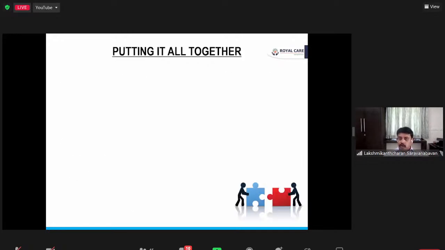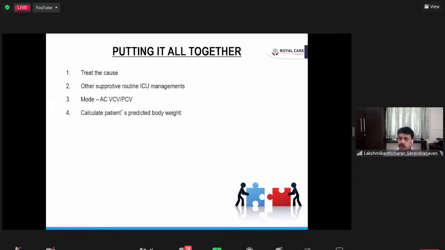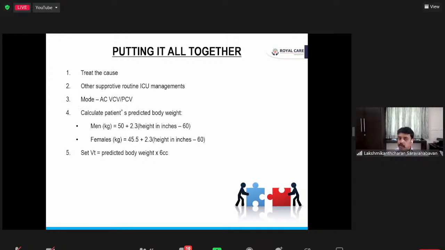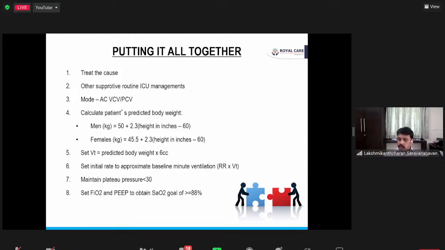So putting it all together, whatever evidence-based practices that we know, treat the cause, that is most important. Other supportive routine ICU managements are also important. Mode doesn't matter, volume or pressure control. Calculate the patient's predicted body weight. Set the tidal volume as 6 ml per kg. Set your respiratory rate for adequate minute ventilation. Maintain the plateau pressure less than 30. And set FiO2 to obtain a saturation goal of more than 88%.